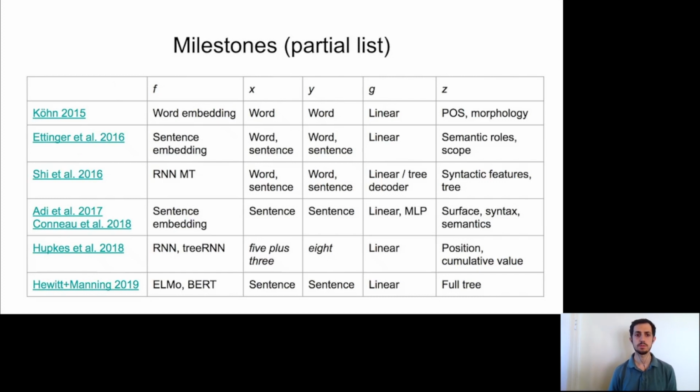Subsequently, people started using the same idea to study more complex linguistic elements, studying sentence embeddings. So here, the function f might be an embedding of the sentence. The input could be a sentence. The output may also be a sentence. And our Z property is various things like semantic roles, all sorts of syntactic features, or other properties.